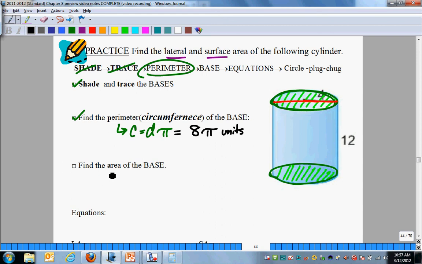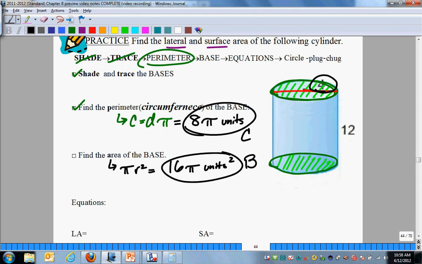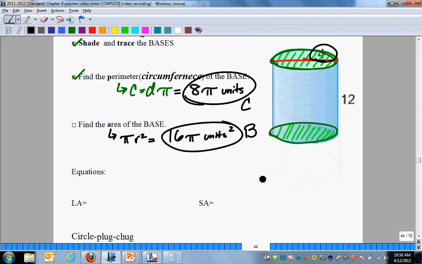Now I want to find area of the base, and it's a circle, so it's pi r squared. So it's 4 times 4, which is 16, so we're going to say it's 16 pi units squared. This is going to be our circumference. This is the area of our base. Now we're going to write our equations. Our equation for lateral area of a cylinder is circumference times height. Surface area is lateral area plus 2 bases.